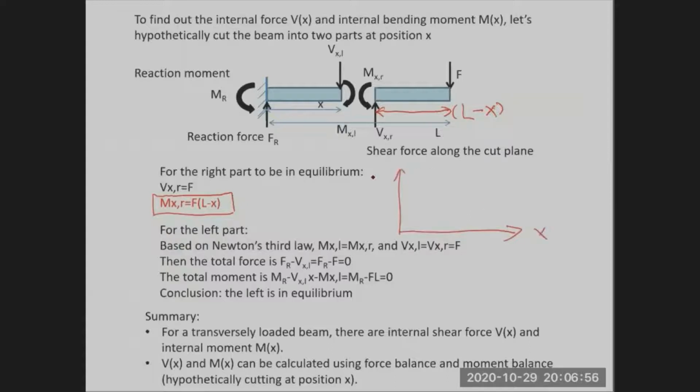M(x) over mx. When x equals L, M is 0. When x equals 0, M is a maximum. So that's the distribution of Mx along the length of the cantilever.